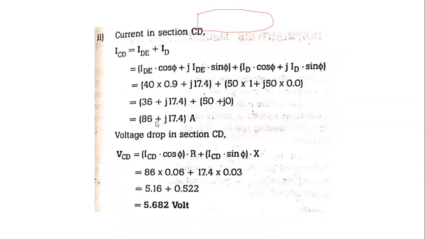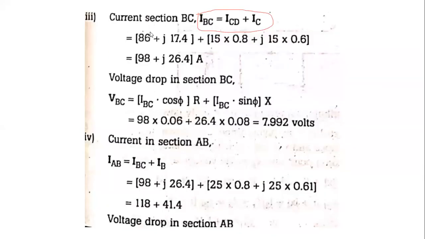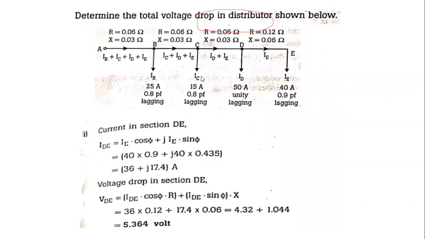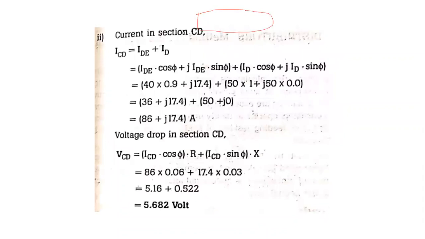ICD is equal to 86 plus j17.4, plus the IC value. 15 is the current at point C. At point C, what is the current? 15 amperes, and what is the power factor? 0.8.